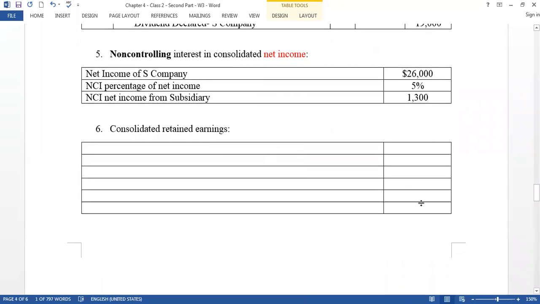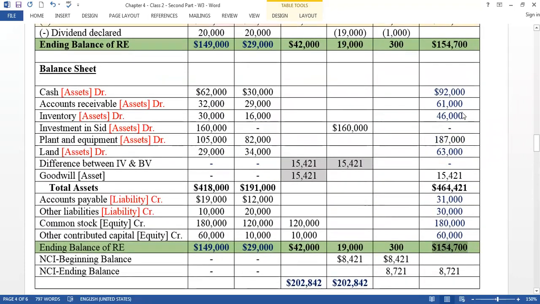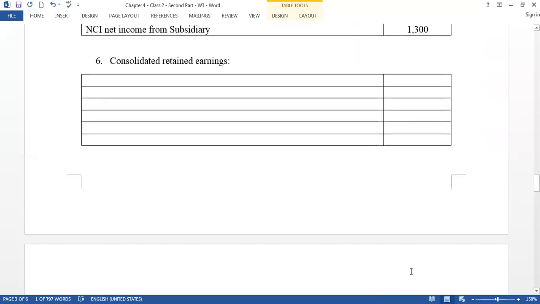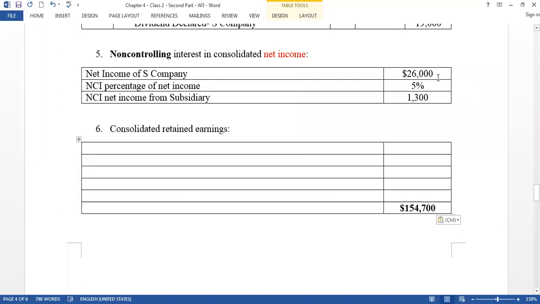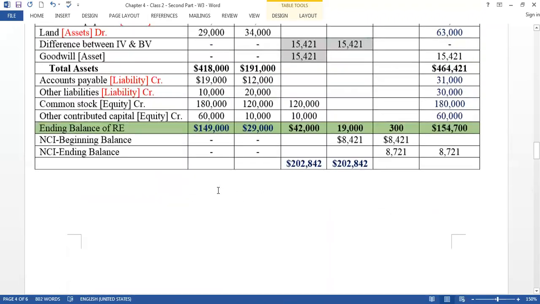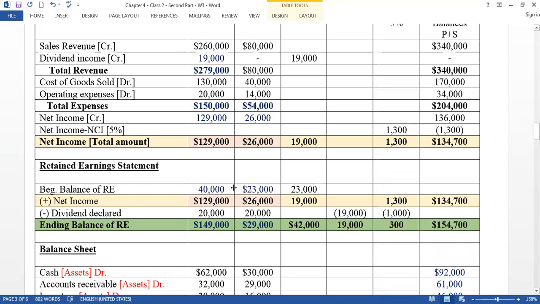Consolidated retained earnings. So we know that consolidated retained earnings is this amount. Now I am going to show you the proof whether this number is accurate or not. So first, start with the beginning balance of retained earnings. Look here. This is the beginning balance of retained earnings.